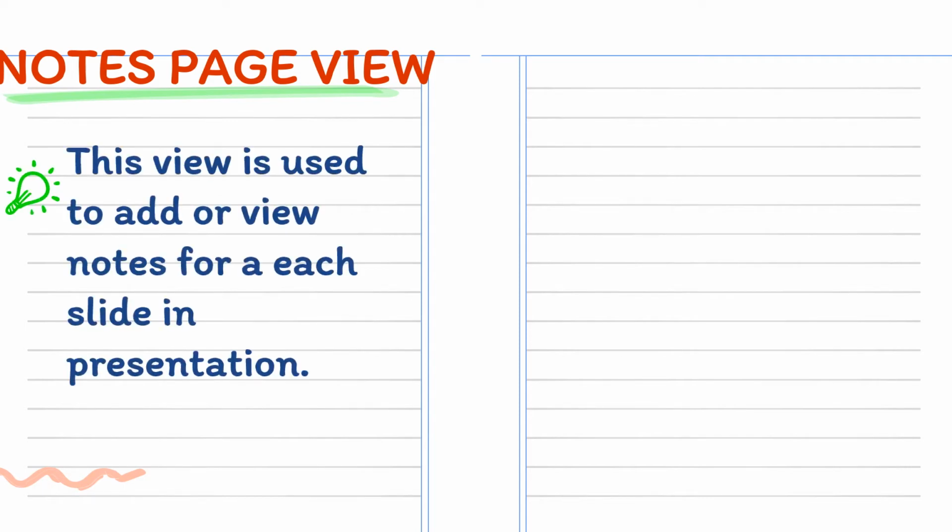Next is notes page view. This view is used specifically only to add or view notes for each slide. That means if we want to add some extra notes that will not be displayed on the slide, we can add notes. These notes will help the speaker to give the presentation. These are the extra points, and we can also give the printouts of those notes pages to the audience.